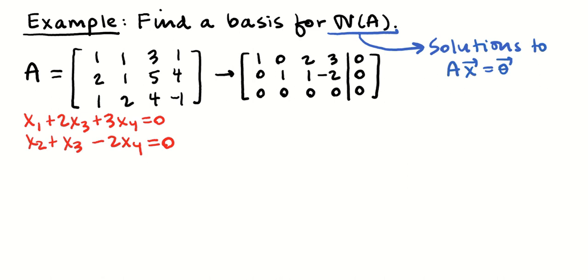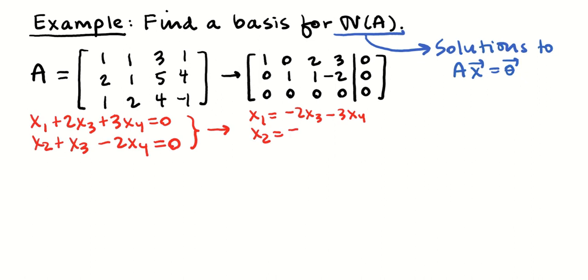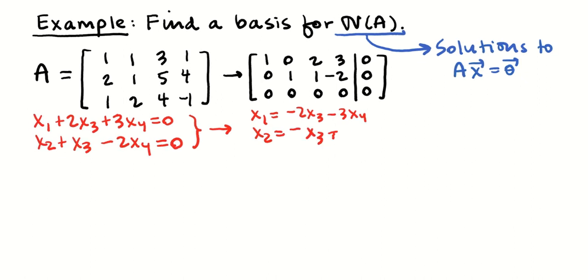All right, so these two things together tell me that x1 is equal to -2x3 plus 3x4. No, minus 3x4, I'm keeping that same error. x2 is going to be equal to -x3 plus 2x4. And x3 and x4 are going to be independent variables. They can be whatever they want.